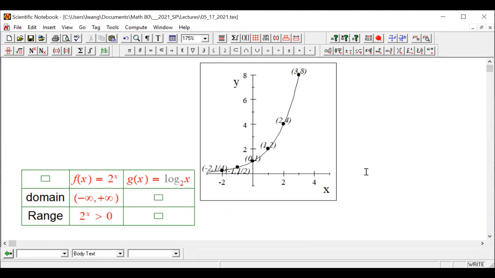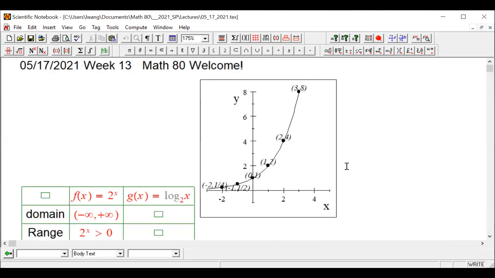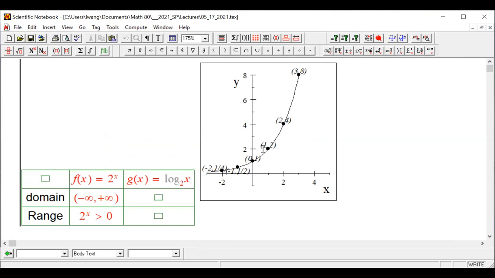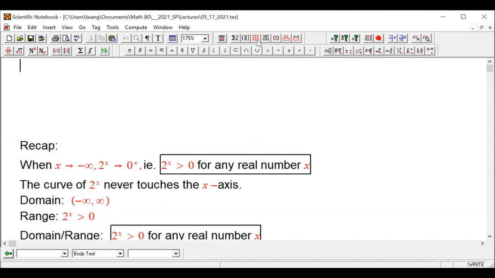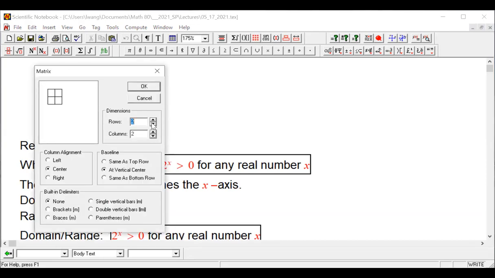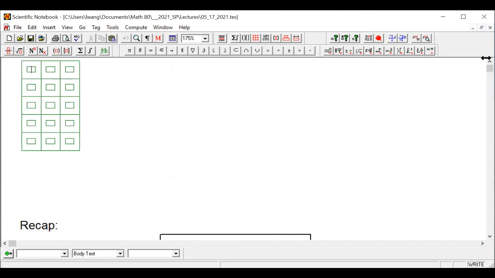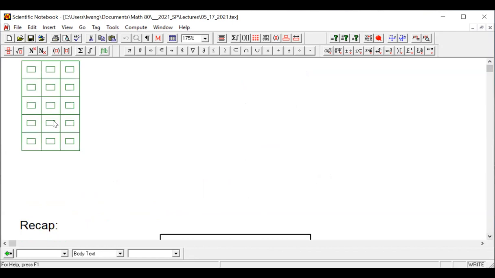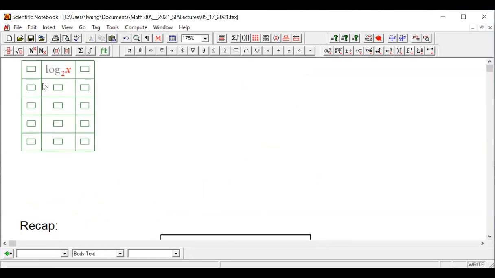Okay, so we're going to plot some numbers. So next I'm going to set up a table and we're going to work on this together. Now, we're going to plot some points. We should have at least 3 columns, many rows, okay? So the input here for this function, which is log base 2 of x, okay, so that's our function.